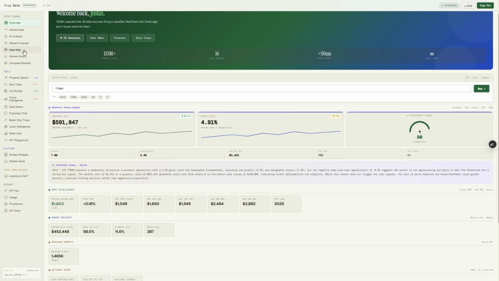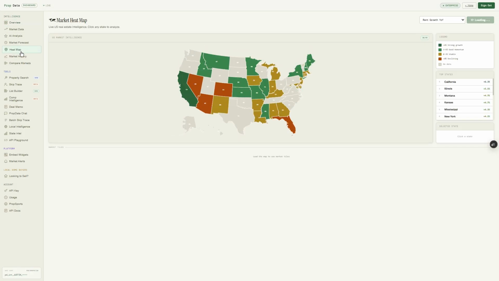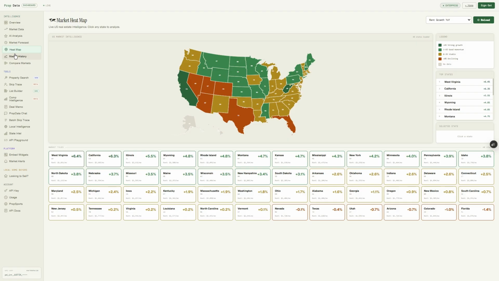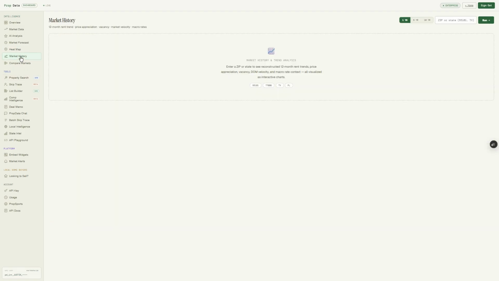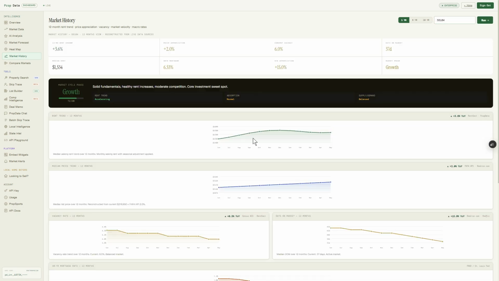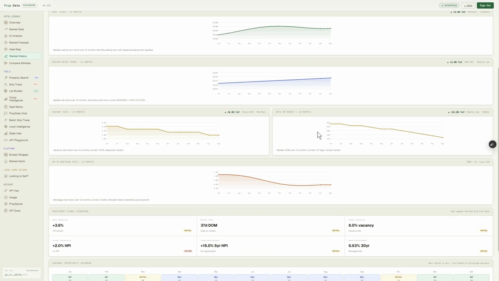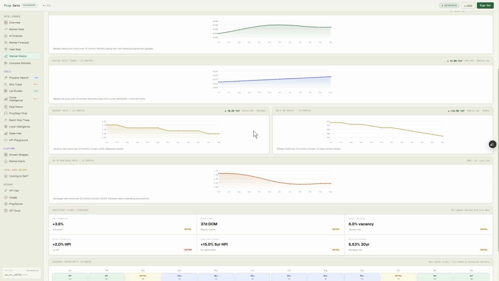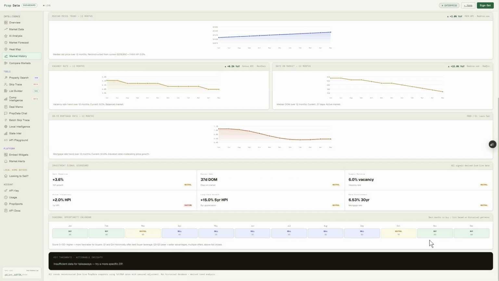You can get everything from your heat map here to find out, okay, what's hot, what's not, what states are looking good. We've got market history. If you want to see what the market history is, go ahead and type it in, because history tells you a lot. And that's what you're going to find here. You're going to get the history and the reports and even the cold and hot months, typically historically, that you should buy, sell, or hold.